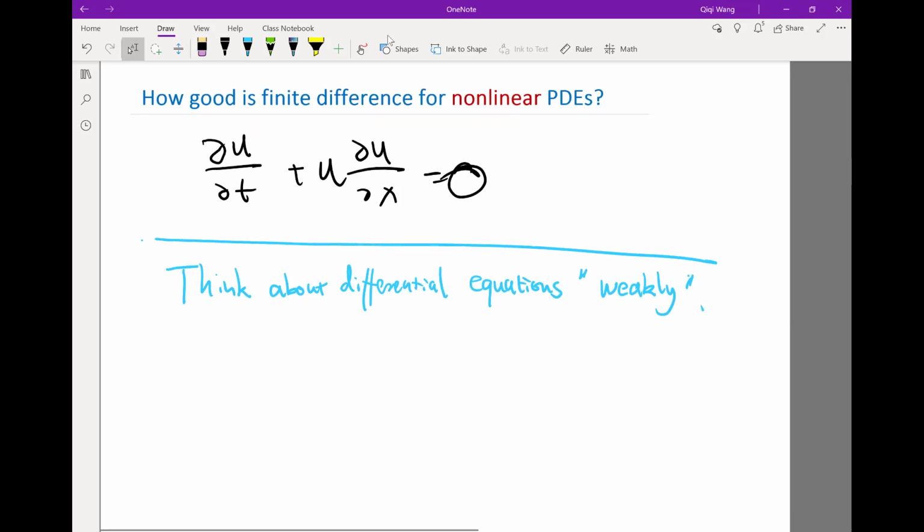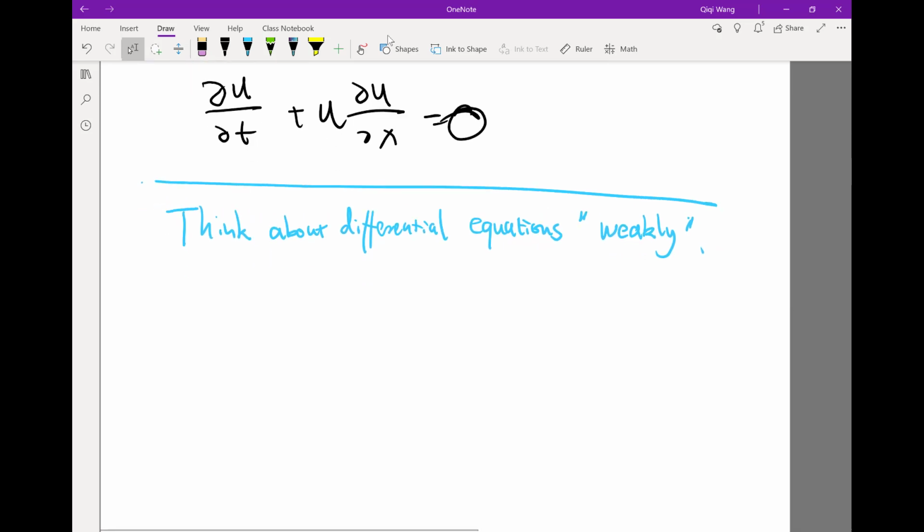So this is a pretty general way of thinking, but here I just want to give you a specific example of how to treat the differential equation more weakly. Okay, so we all know that if you take a derivative of, let's say, d/dx of half of u squared, what do you get? Chain rule, right?